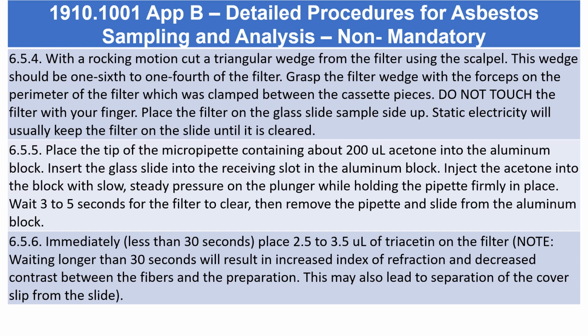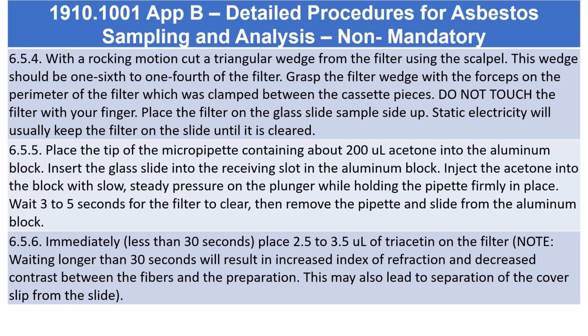6.5.4. With a rocking motion, cut a triangular wedge from the filter using the scalpel. This wedge should be 1/6 to 1/4 of the filter. Grasp the filter wedge with the forceps on the perimeter of the filter which was clamped between the cassette pieces. Do not touch the filter with your finger. Place the filter on the glass slide sample side up. Static electricity will usually keep the filter on the slide until it is cleared.